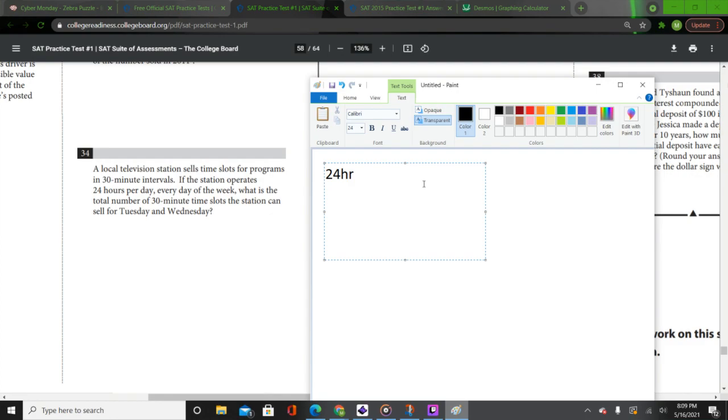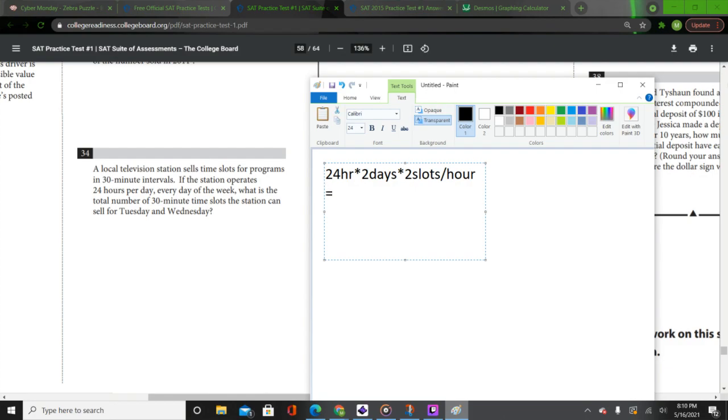And we want it for 2 days. Yep. And considering we can fit 2 slots per hour times 2 slots per hour, it should be 24 times 2 times 2. 24 times 2 times 2, 96 is our answer.